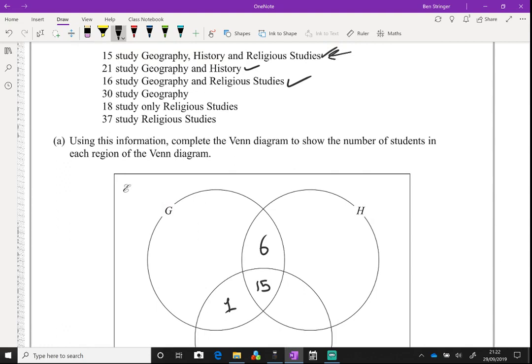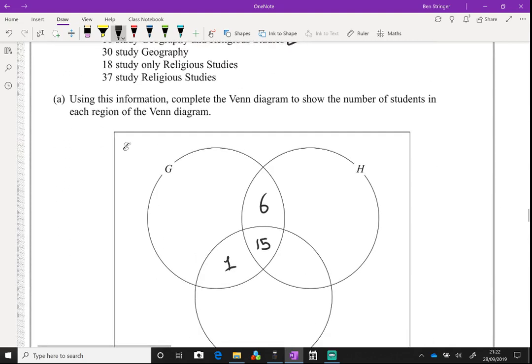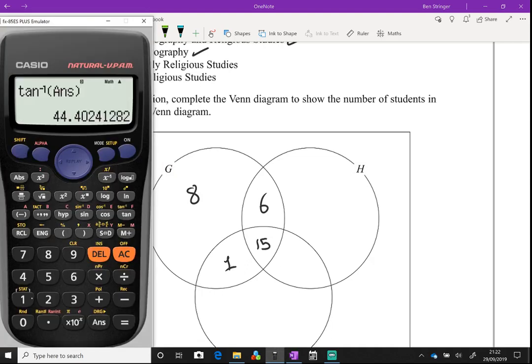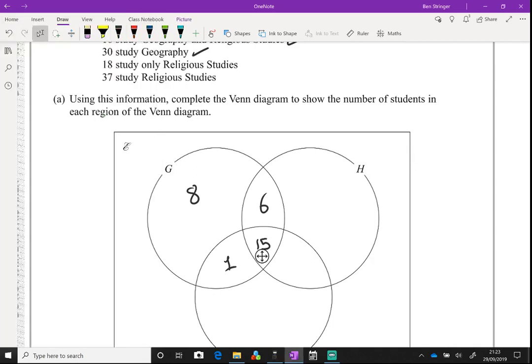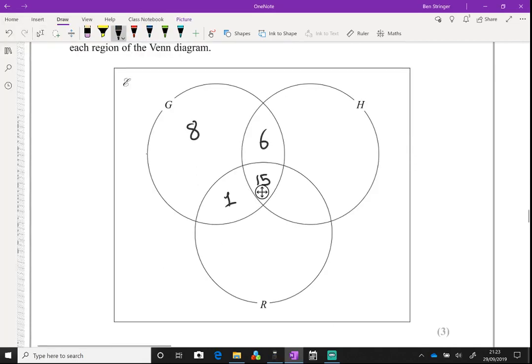30 study only geography, nothing else. So I've already got 15, 1, and 6 here. So I'm going to need 8 more. So the geography circle should equal, when you add them up, 8 plus 6 plus 15 plus 1. 30, as it says.